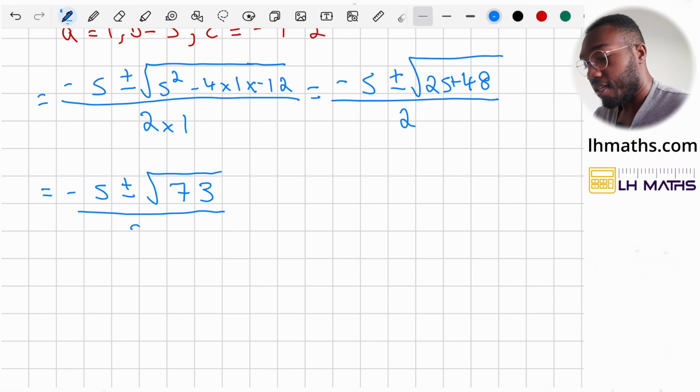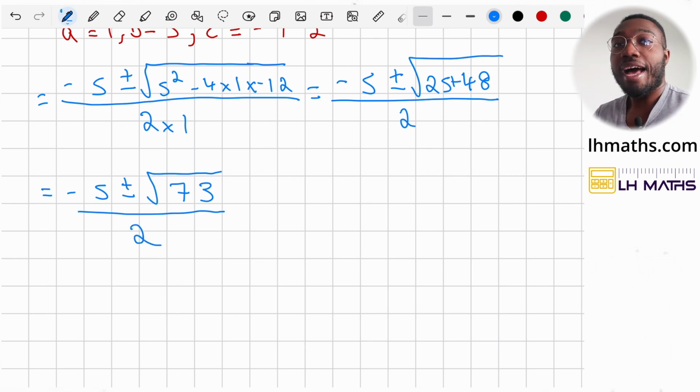And that is just divided by 2. There is nothing else we can do with this. We cannot simplify this down even more, so we can just leave it like this. So the answer is, there's two roots: minus 5 plus or minus the square root of 73 over 2.